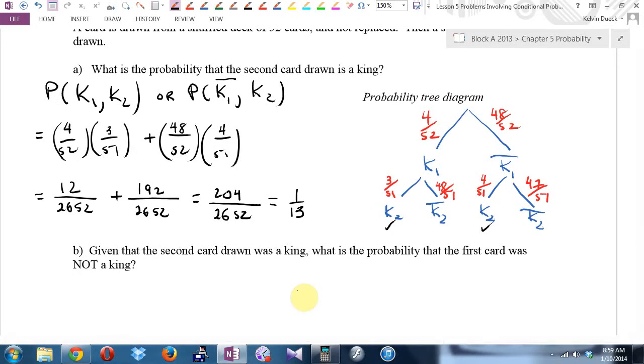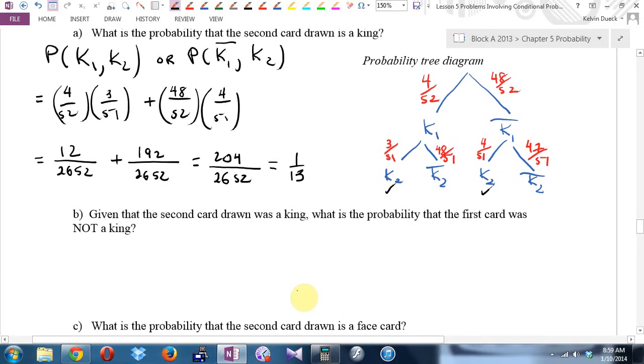Can you read B to me, please? First word? Given. This is conditional probability, and I've said here we want to translate into a formula. This is what you need to pick up from today's lesson. So, ready? What do they want me to find? The probability of bracket. What's the given? So it looks like this. Given king 2. What do they want me to find?